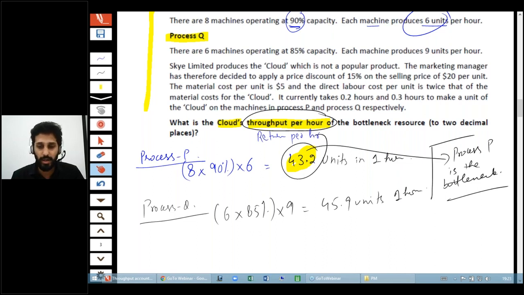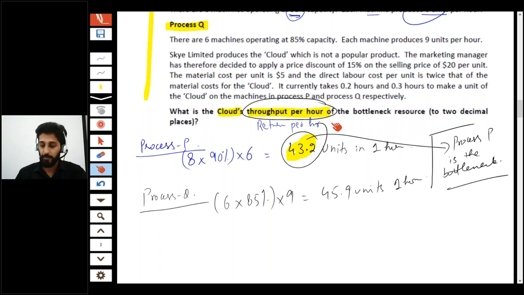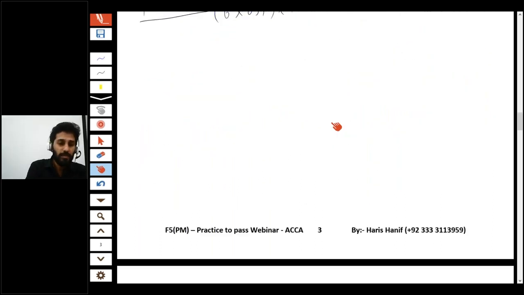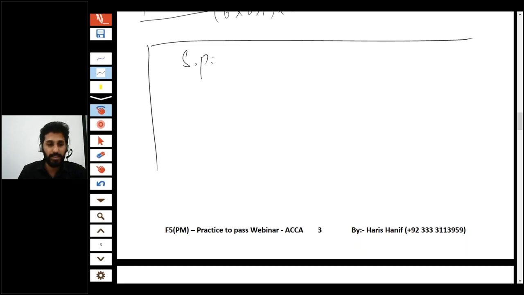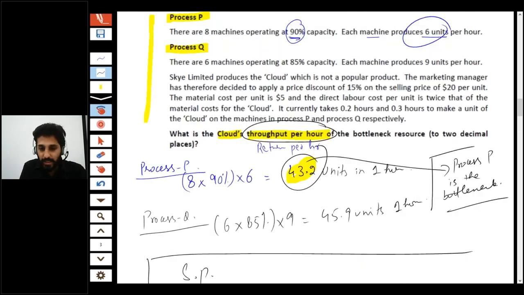Now, without mentioning the name of the students further, I'm not going to solve this question. So this is process P, which is the bottleneck, right? And now here, I am going to solve this. What is the selling price? The selling price is 20, but a 15% discount would be given.